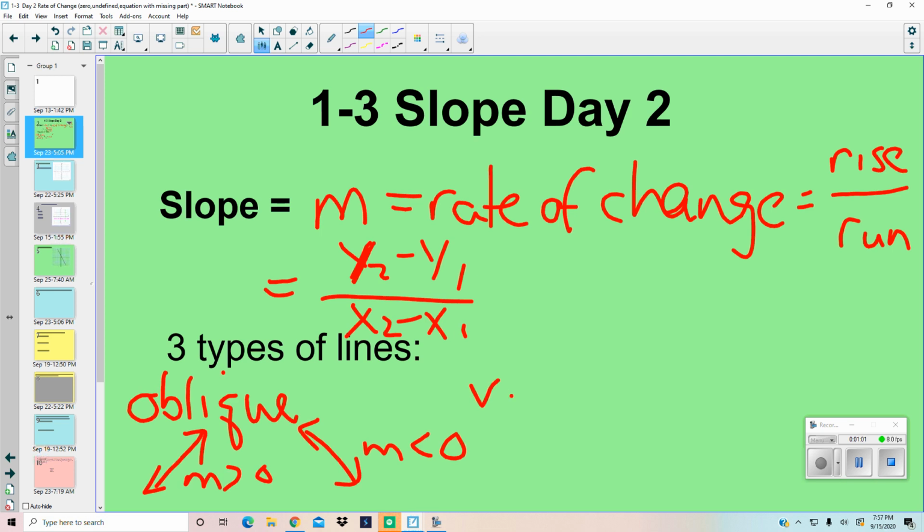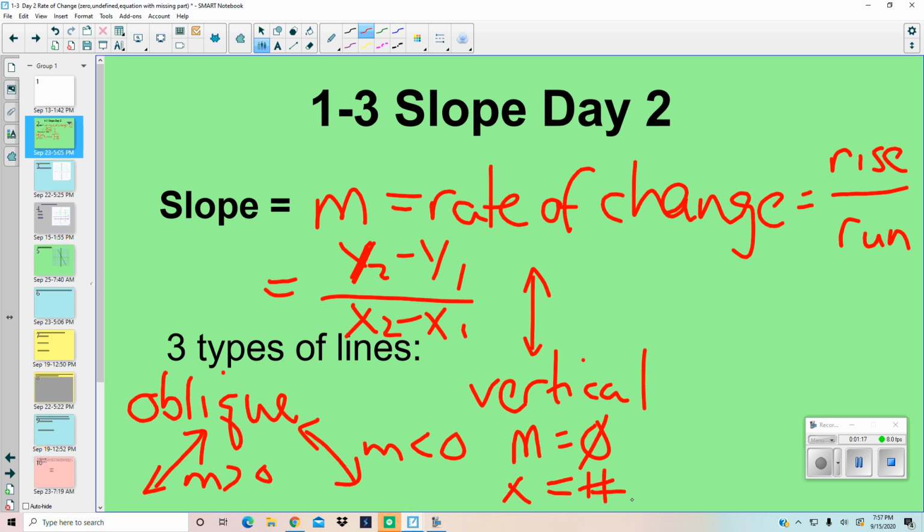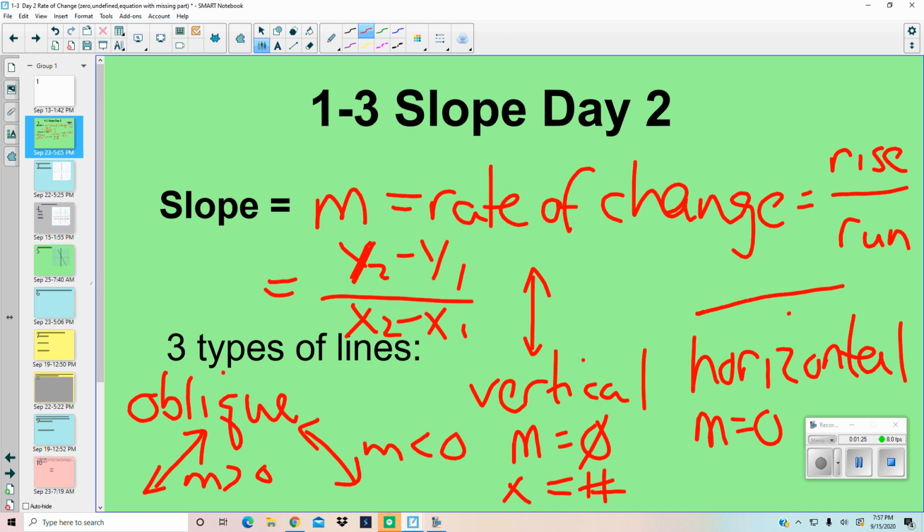Then we have vertical. Vertical is when the slope is undefined. Remember, vertical is straight up and down. The equation is x equals some number. And then we have horizontal. Horizontal, the slope is 0. Horizontal goes with the horizon. That's not a very good line. And then the equation is y equals some number.